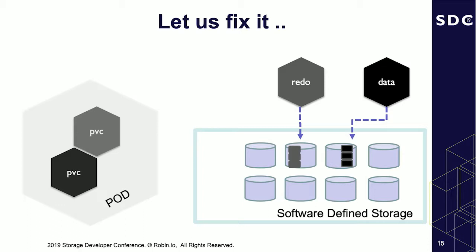So there we saw fault domain. Here we are seeing the performance requirements. So these are the challenges we see in Kubernetes when you're allocating storage.